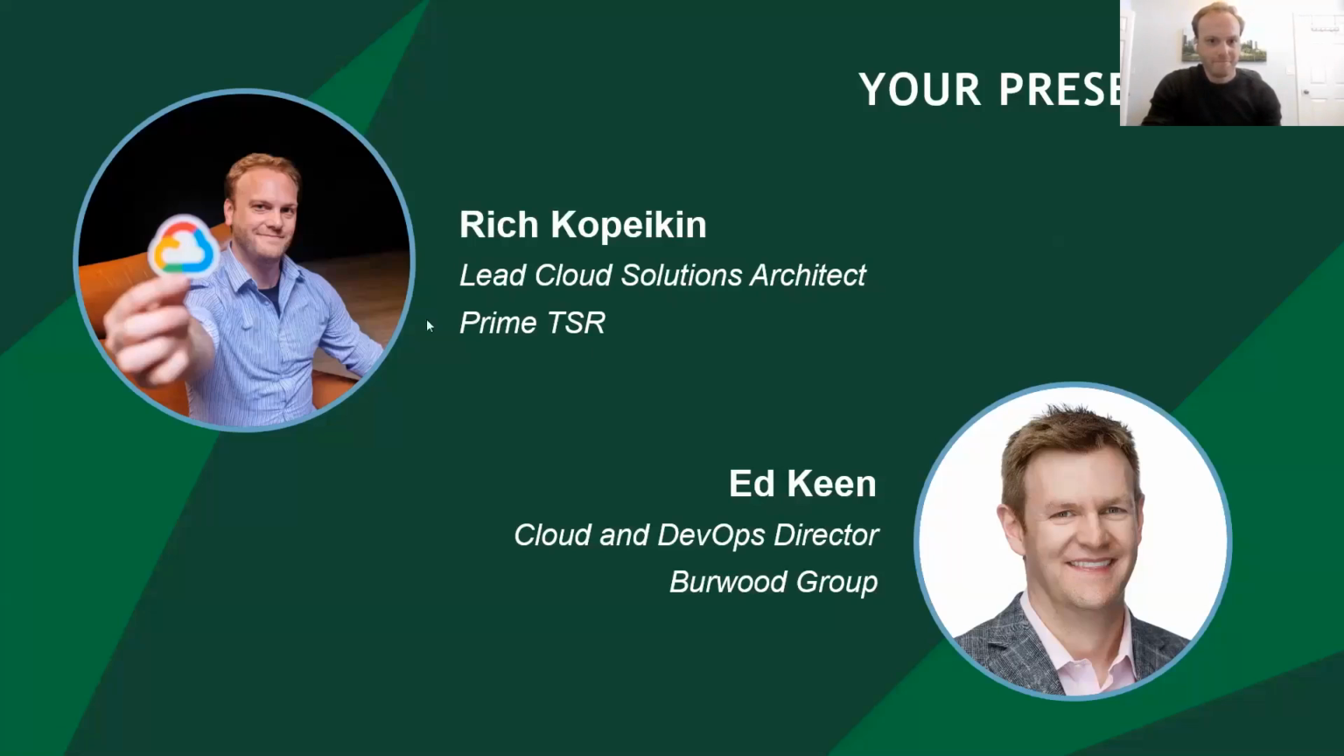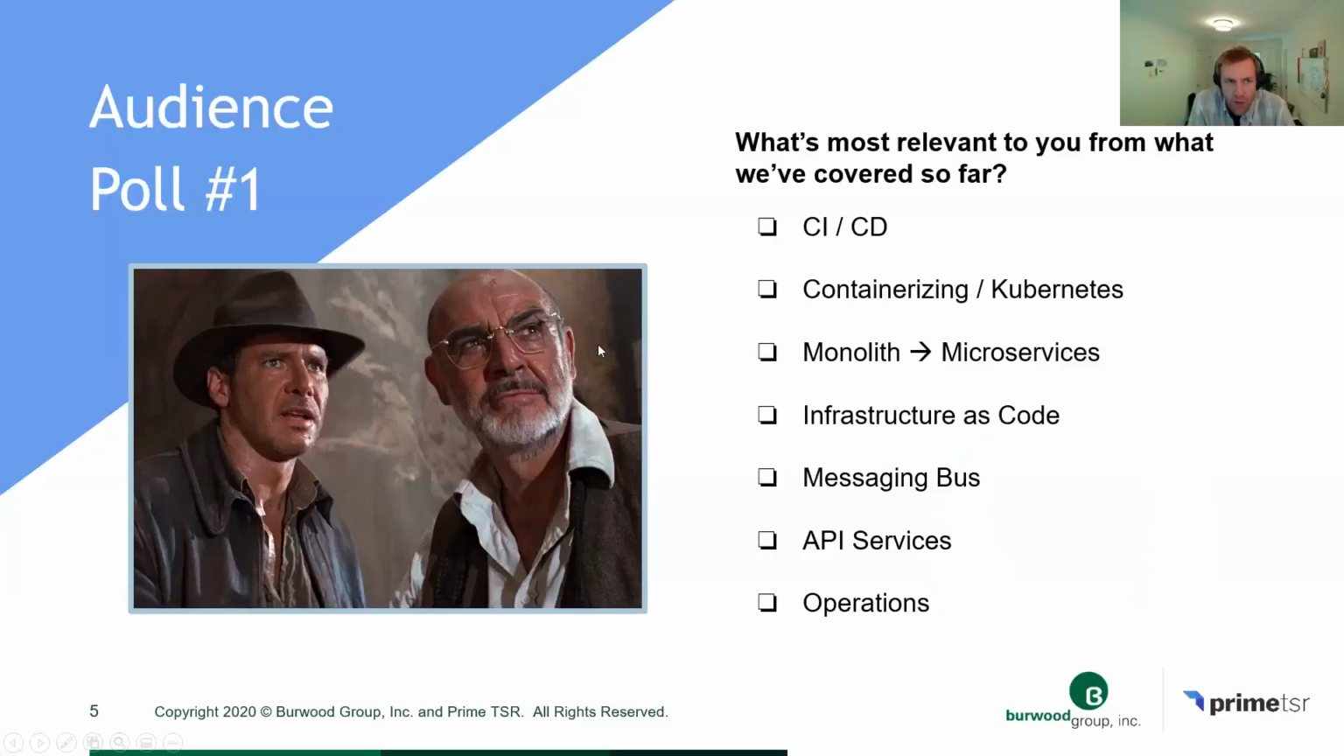So we're going to kick off with a couple of polls. Rich and I are really interested to see what you have found most relevant so far in this wide area of modernization based on what we've covered so far. So we've got CI/CD, containerizing and moving to Kubernetes, moving to microservices, infrastructure as code, messaging bus, API services, or operations, not to leave operations behind. So really curious what's been most relevant so far.